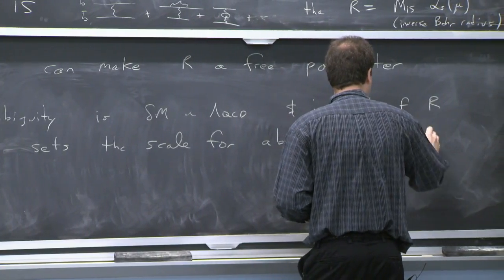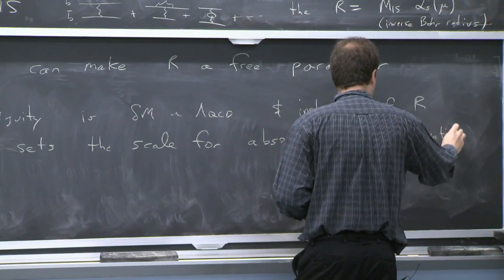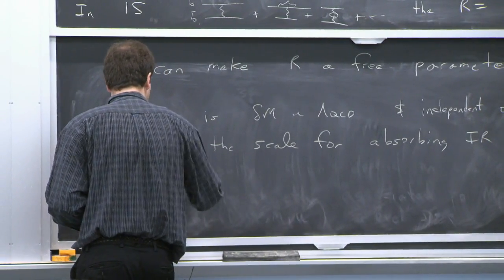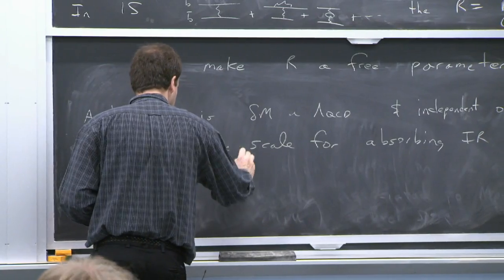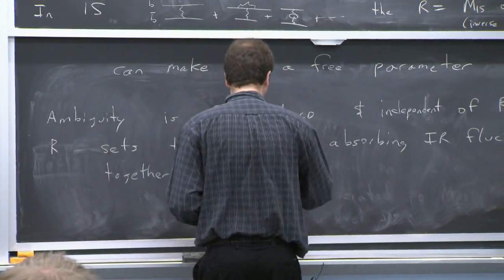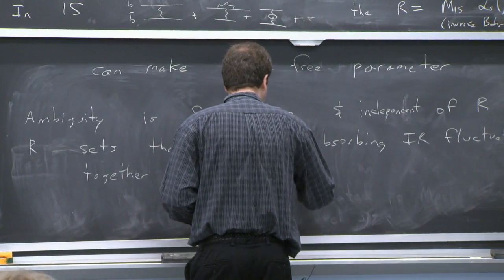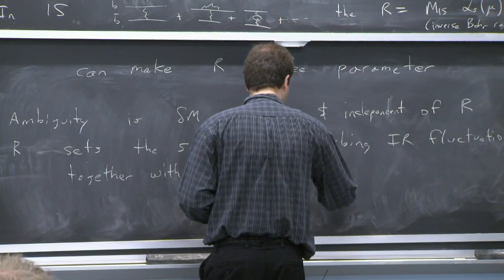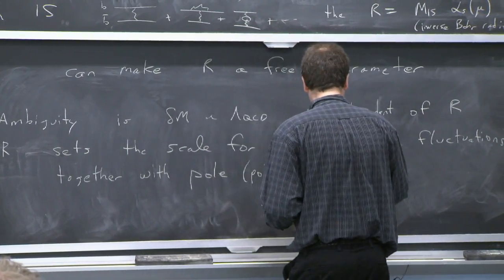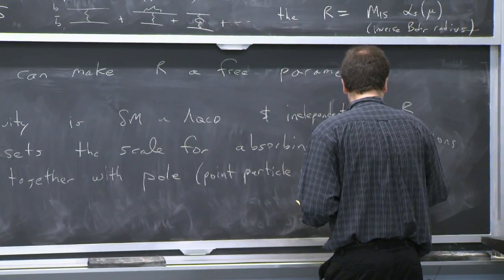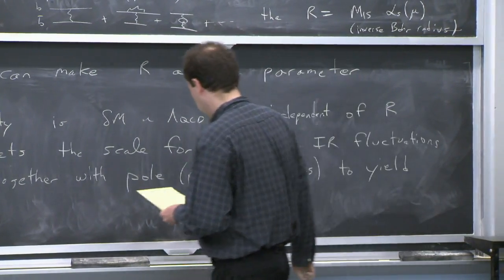So we take some infrared fluctuations together with the pole mass. These are the infrared fluctuations that were causing the instability. They're dressing the pole mass, if you like, which is like a point particle mass. They're making it into a kind of dressed mass. And they're yielding a well-defined mass parameter that then depends on a scale.